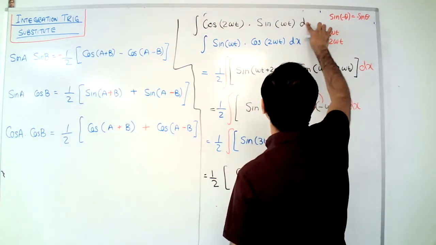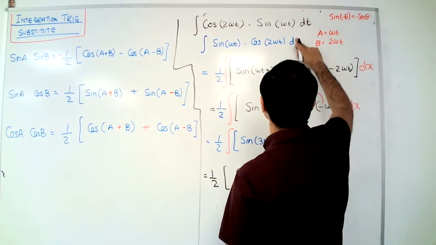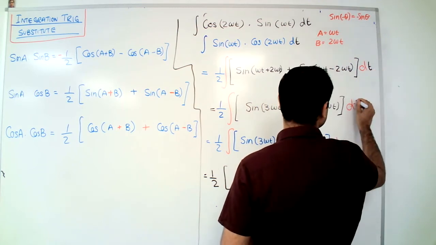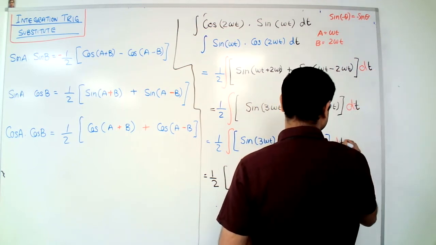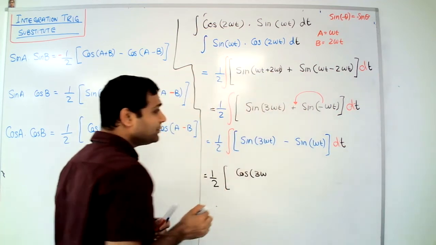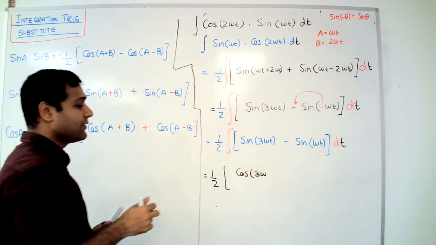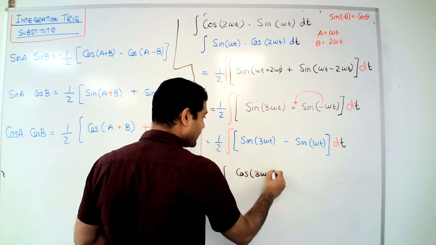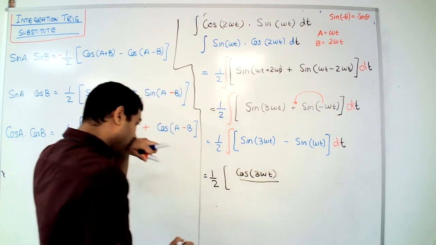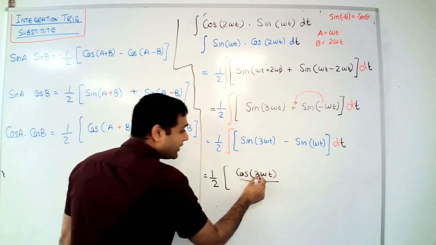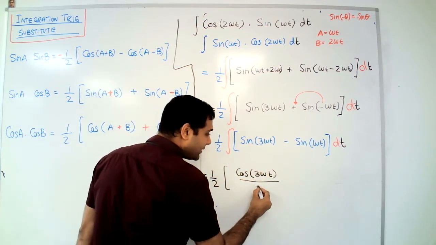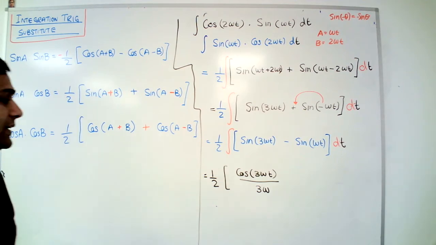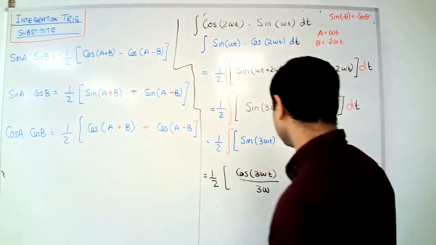So we are doing that one with respect to t, not with respect to x. So that's going to be dt, and that's going to be dt. That's the one variable we are integrating. So sine 3 omega t divided by, now 3 is constant and omega is constant, so divided by 3 omega. Remember that one, because we're integrating with respect to t.